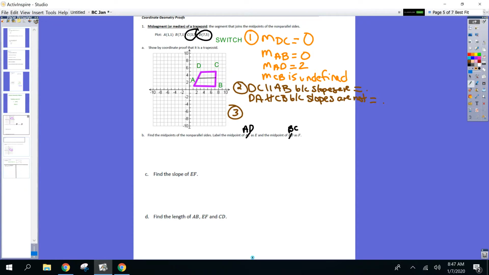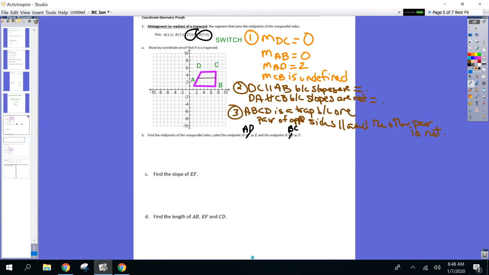Finish it up with a conclusion statement. So ABCD is a trapezoid because one pair of opposite sides is parallel and the other is not. All right, so nice little review of how to prove a trapezoid.